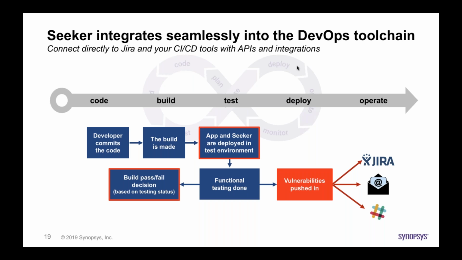A typical workflow is like this. Developer commits the code, then a build is made, then the application is deployed in a test environment. And when you are integrating with Seeker, this is the point where you have to deploy the Seeker agent. Wherever your application is being deployed, the same place you put the Seeker agent. Then you go about running functional tests in the usual manner. At the end of functional testing, you use Seeker APIs to pull vulnerability information. And depending on the type and count of vulnerabilities, you can give your build a pass or fail status. And Seeker reported vulnerabilities can be pushed into Jira, into Slack, or in emails.